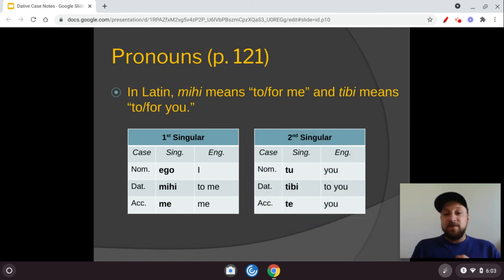Then you move over here to the second singular. Again, I think we all know very well that tu means you, but that's the nominative form. Te is you in the accusative, the direct object of the sentence. So tu is you doing the action. Te is you receiving the action. And finally, just throwing it in there, tibi is "to or for you," the dative form of this.